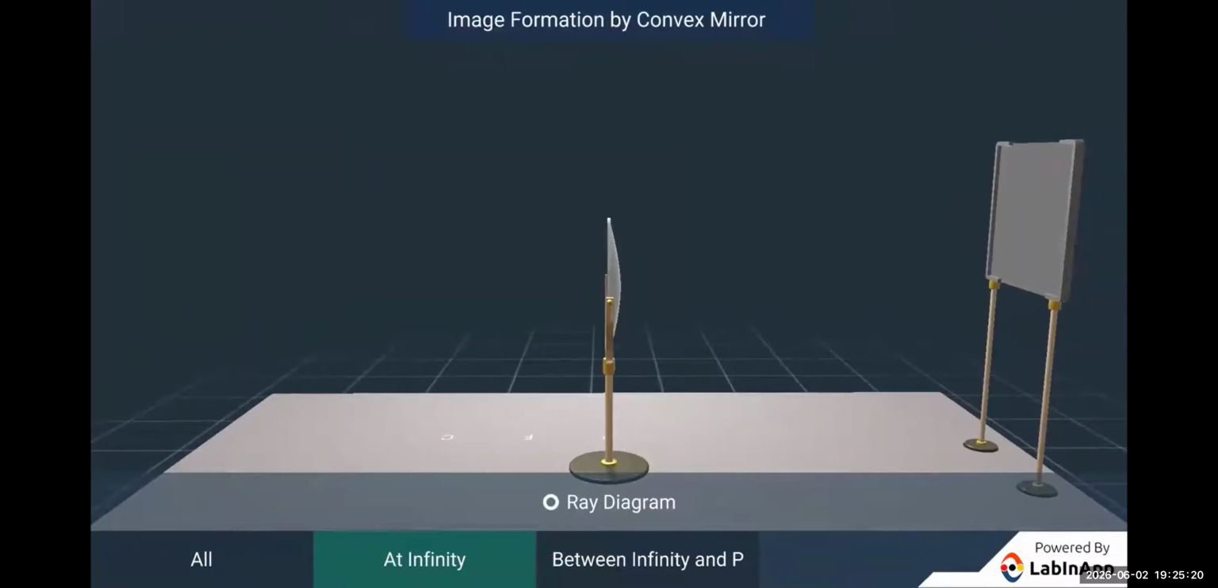Always virtual, small and upright. I have explained it on the board as the same thing. Convex mirror image is always small and upright. And you have to add one more thing: it's virtual, always. Okay. Then you have to remember all these things properly.